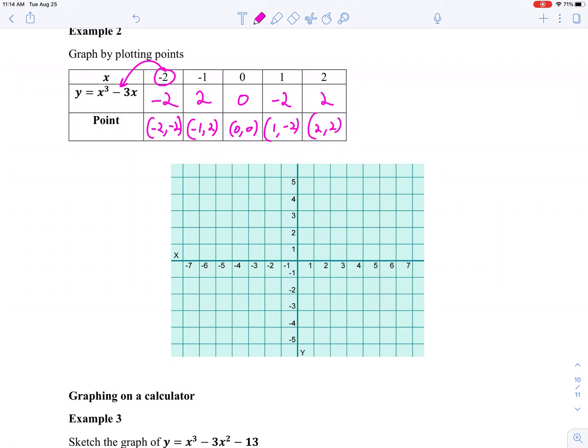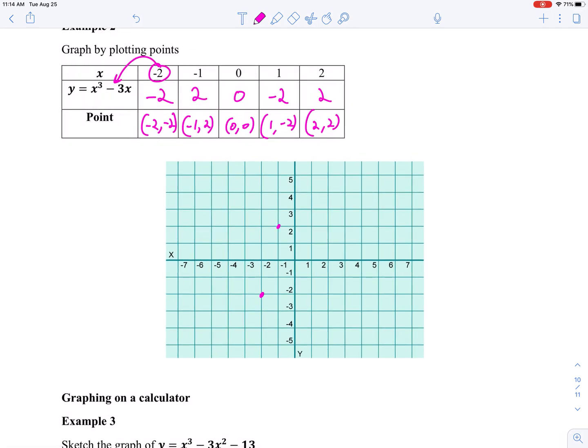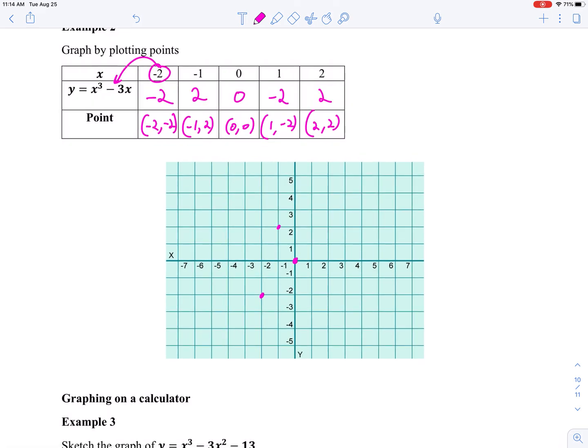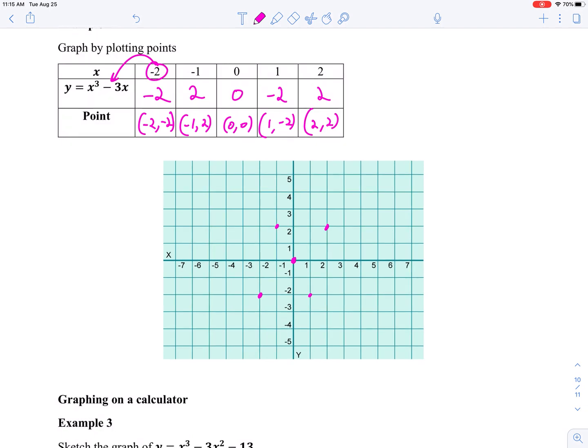All right, and we're going to plot those points. So let's see. -2, -2, -1, +2, 0, 0, 1, -2, and 2, +2. So it looks kind of weird, right? But what this graph's going to end up looking like is this. So, sorry, I'm not an artist, so my lines may not be perfectly clean, but hopefully you get the picture. There we go. So that's what that graph looks like.